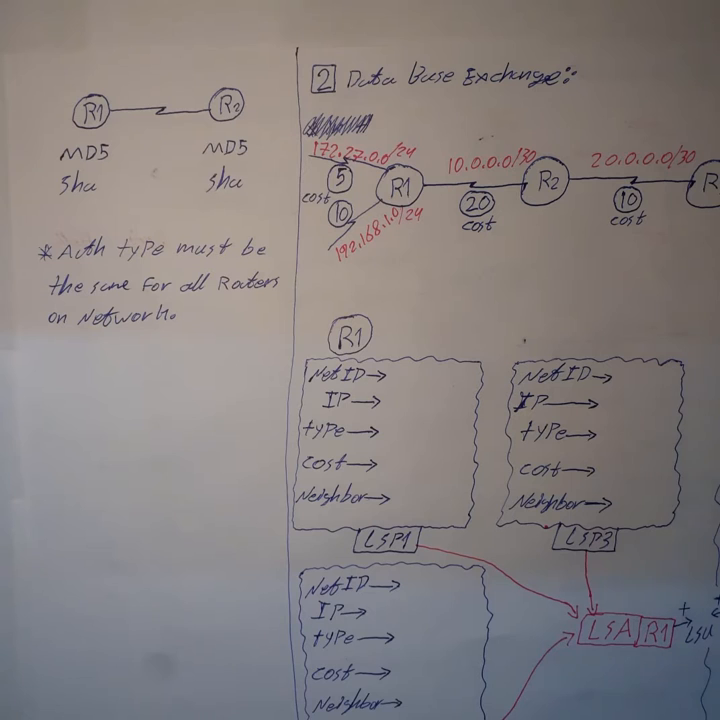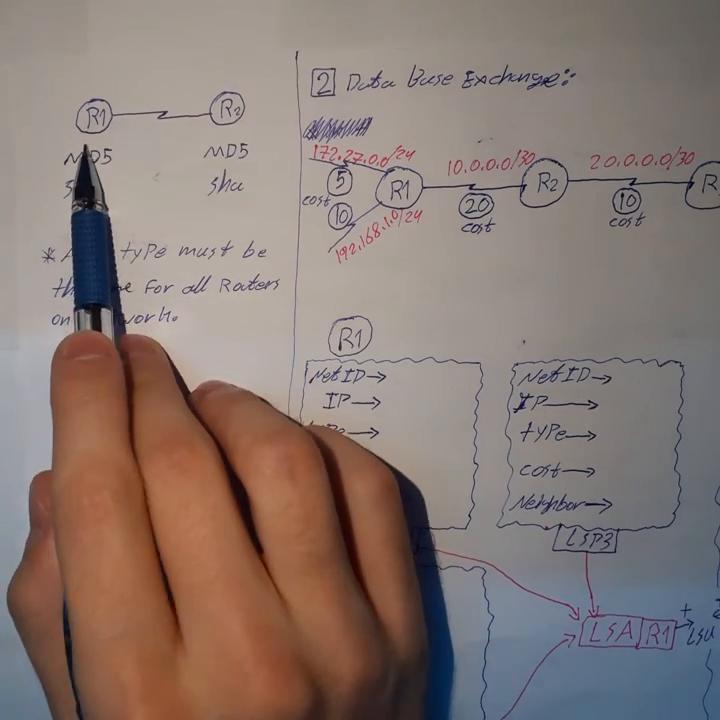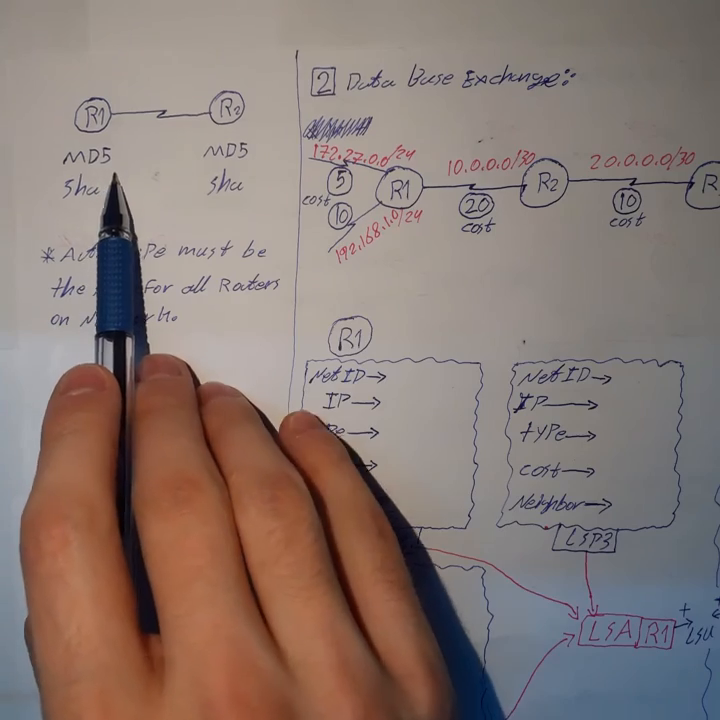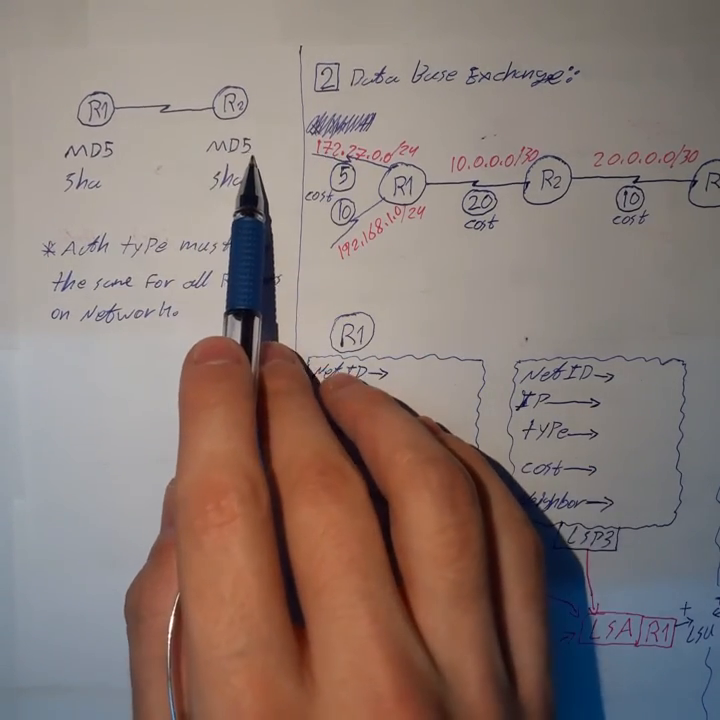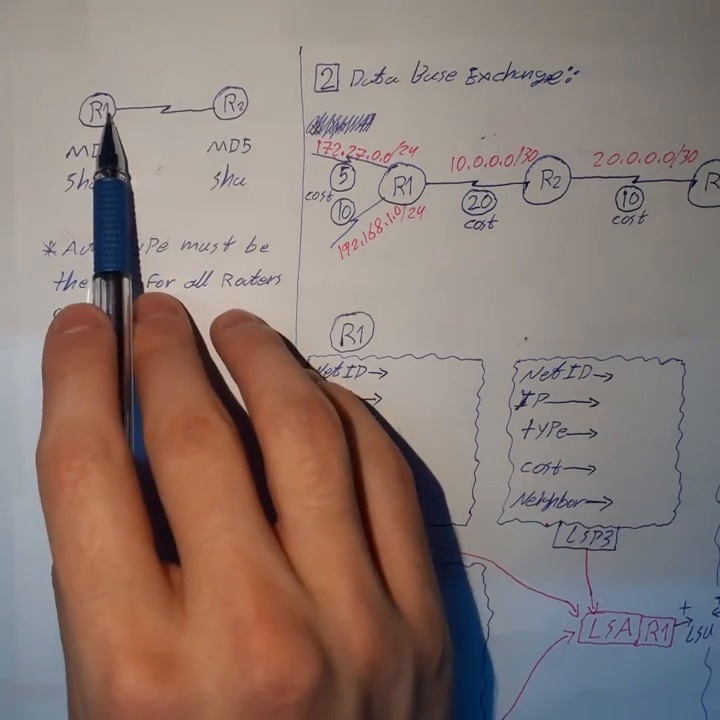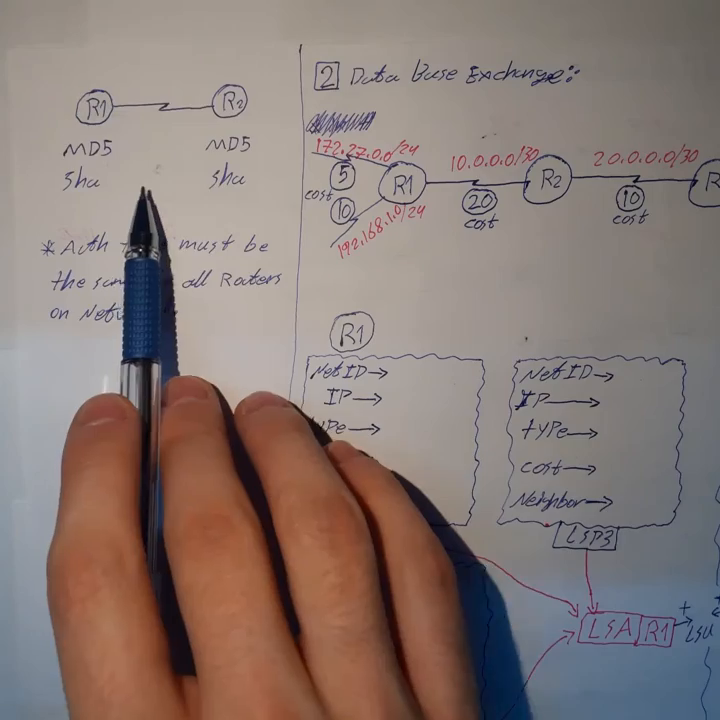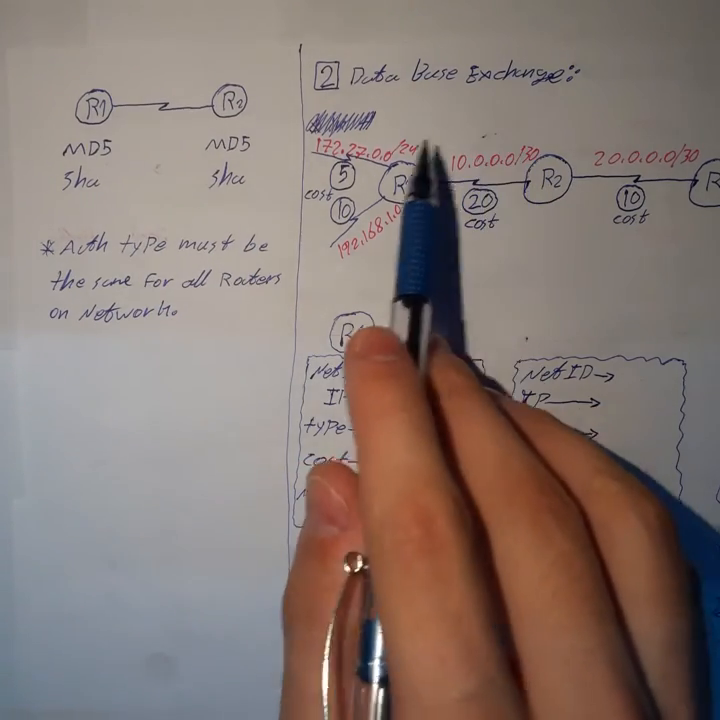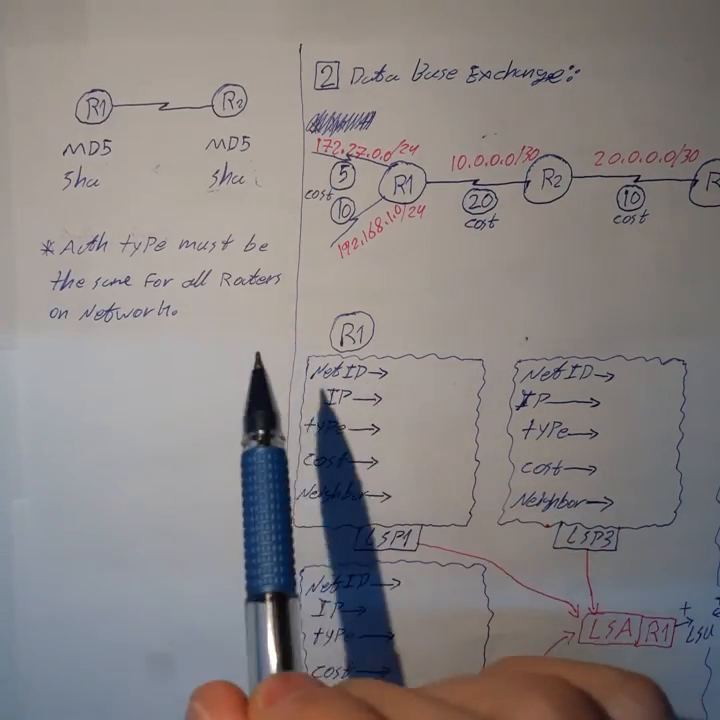Now, what do we mean by same auth and auth type? If router 1 has the auth of MD5, router 2 and all the routers on the network should have MD5. If router 2 or router 1 has SHA-1 or SHA-2 or whatever, all the routers on the network must have the same type of auth.